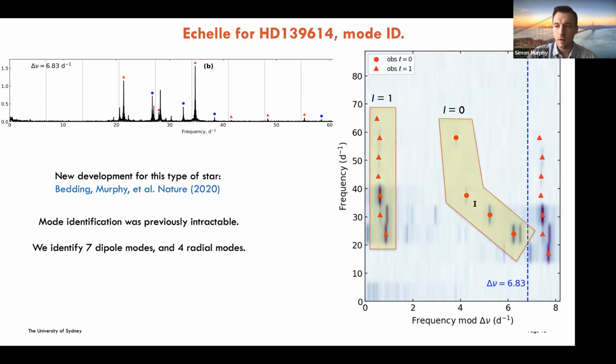So if I just sort of overlay some shaded regions here, this is the pattern that we see not only in this star, but in all of these high frequency delta Scuti stars that we look at. And we know this by comparing with models that the L=1 modes fall on the left-hand side of the Echelle diagram. The L=0 modes curve down the center. This is a new development for this type of star. Mode identification was previously intractable, but using this knowledge, we can identify 7 dipole modes and 4 radial modes in this particular star. And that allows us to do some asteroseismic modeling.